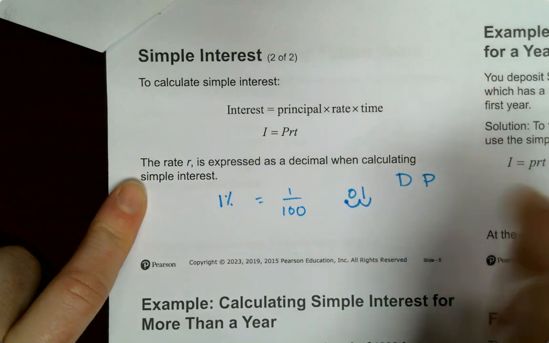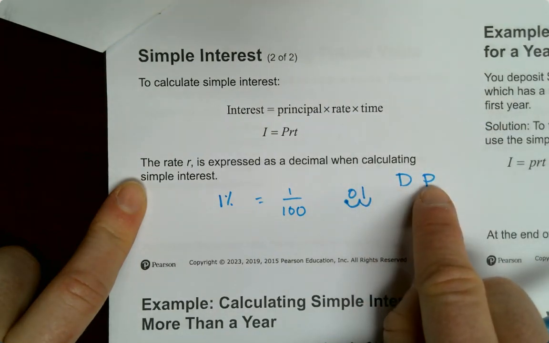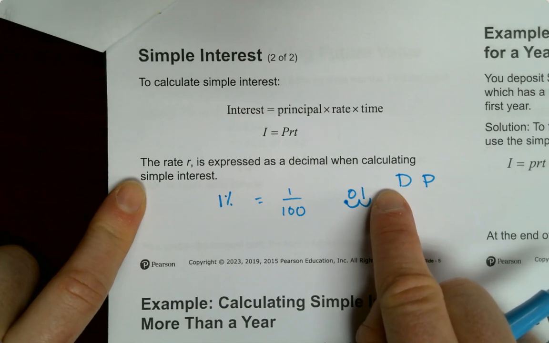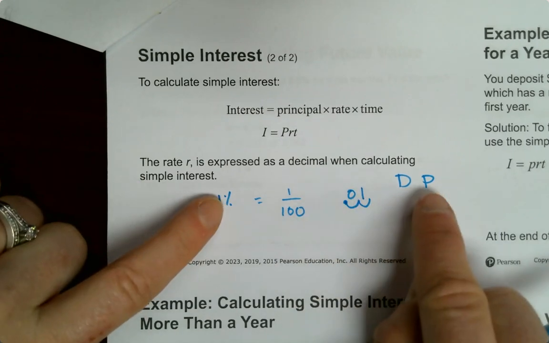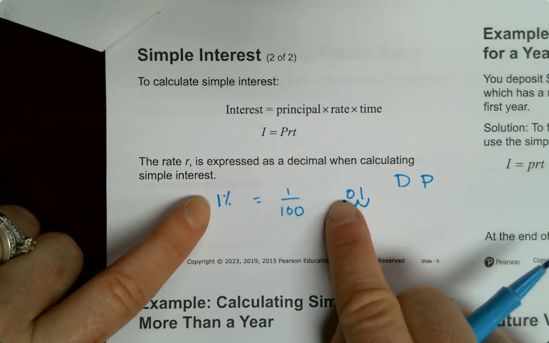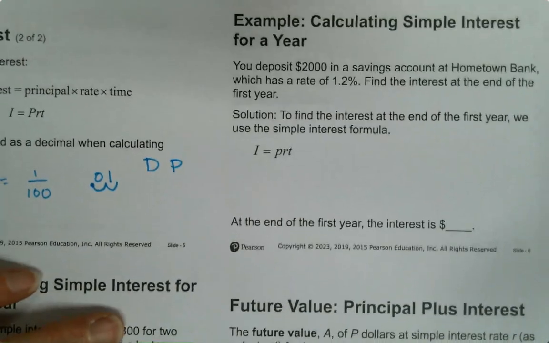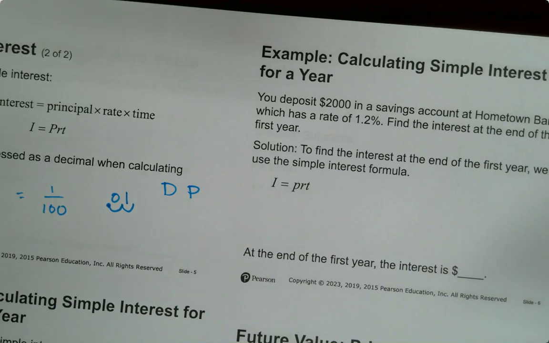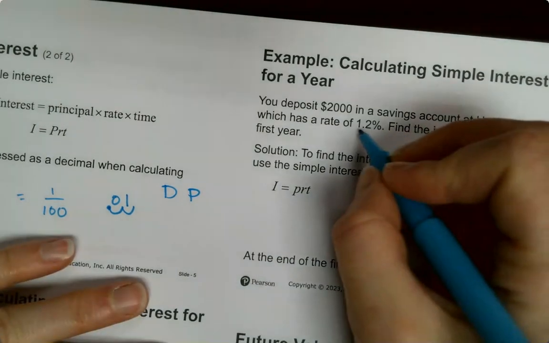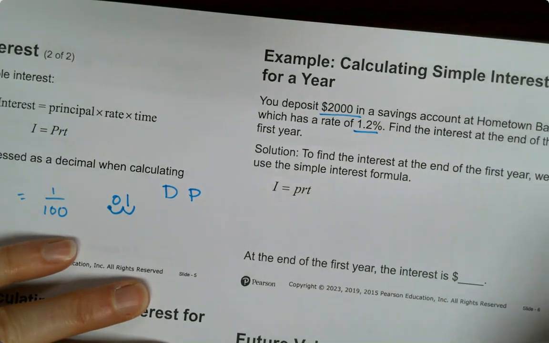You can look at it as DP. From decimal to percent, you move it to the right. From percent to decimal, you move it to the left. So since it was percent to decimal, we moved it to the left 2 places. So we have our first example. We deposit $2,000 in a savings account, rate of 1.2%. So find the interest at the end of the first year.